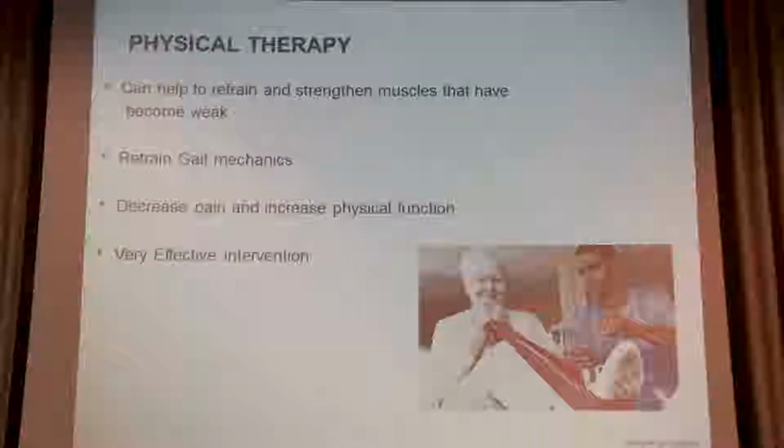So another intervention that we talk about besides weight loss, that's kind of one of the big ones, but also physical therapy. And this is, I think, one of the cornerstones of trying to get people back to a functional level. We retrain the gait mechanics, strengthen muscles that have become weak, strengthen muscles that have not been used appropriately, and try to strengthen some of the muscles around the knee, the hip, and the core. And it can decrease pain and increase your physical function, and it's a very effective intervention. I think it really helps a lot of people.